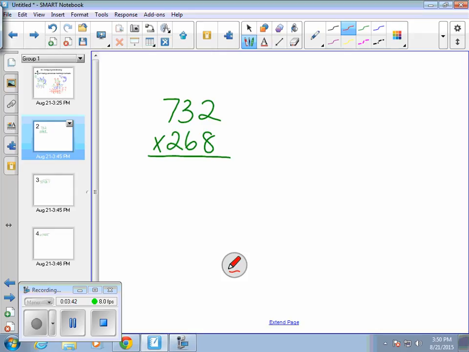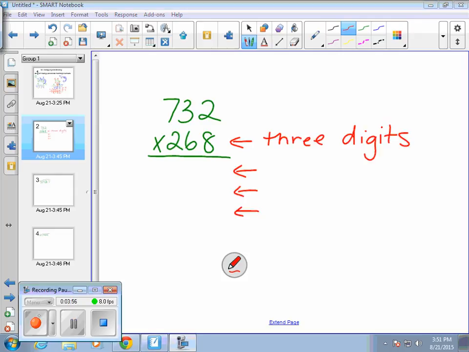This last example for multiplication has now a 3-digit multiplier. In our first ones, we only had one row, then two rows. Since we have 3 digits, we need 3 rows. The first one represents everything in the top number multiplied by 8. The second one represents everything in the top number multiplied by 6. And the third one represents everything in the top multiplied by 2. So here we go.